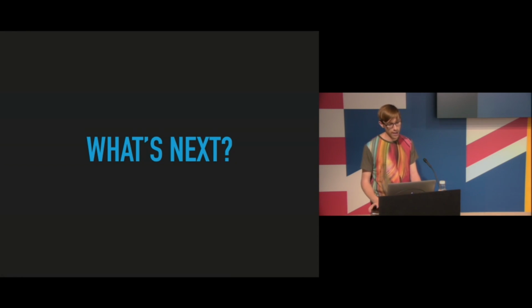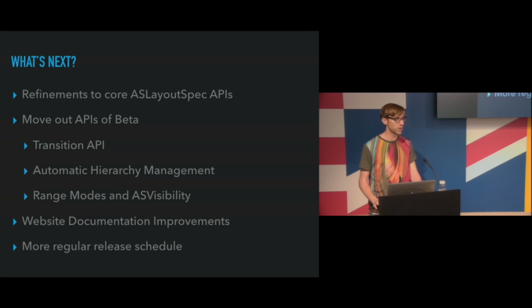So what's next? Basically, the 2.0 stuff I mentioned, the refinements we want to make are especially to the AS layout spec APIs. The APIs I mentioned are all sort of available and stable for use, but there may be especially naming changes to them, so look out for that if you'd like to adopt them early. Follow the website documentation. There's a lot of new content there, but improvements are coming soon. And lastly, we plan to do a more regular release cadence.